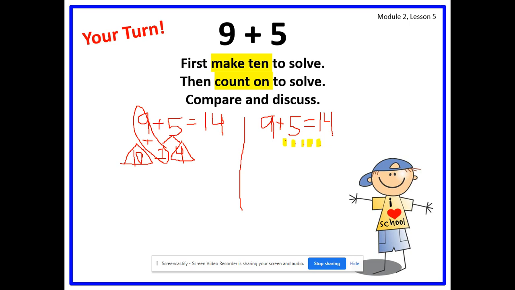Now, think about it and place a check mark under the strategy that was more efficient for you to solve your problem. Was it the making 10 strategy or was it the counting on strategy? Go ahead and place your check marks now. For Miss Gomez, this time the count on strategy was more efficient. For me, it was quicker since my second addend, or my second part, was not such a big number. So it was easier for me to count on and get to my answer right away.